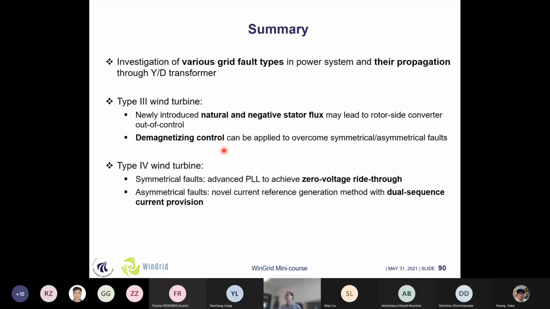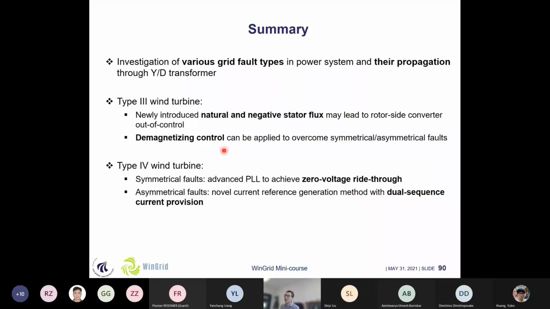So we can use demagnetizing control to overcome this natural stator flux as soon as possible. And in case of asymmetrical grid faults, we also need to take into account the negative stator flux and try to control that in the opposite direction to keep the rotor EMF as small as possible.